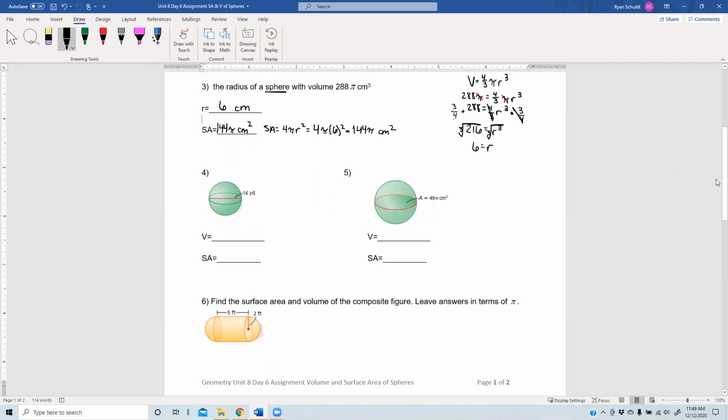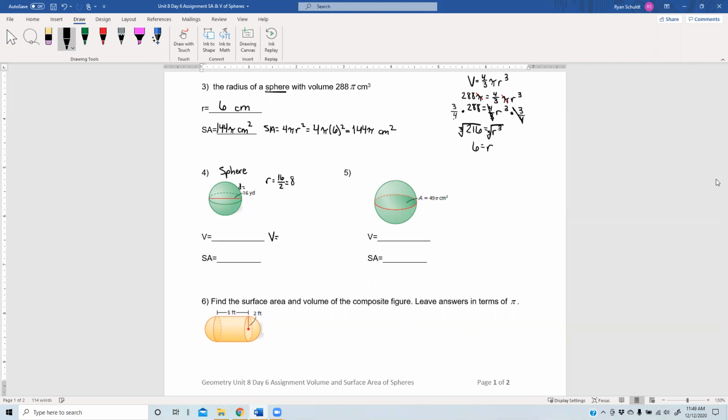Okay, next one. So same thing, we want to find the volume and surface area of the sphere. So this is a sphere. But this time they give us the diameter. This is D, this is not R. So remember, to get radius, you have to divide the diameter by 2. So 16 divided by 2 is 8. That's what we use for radius.